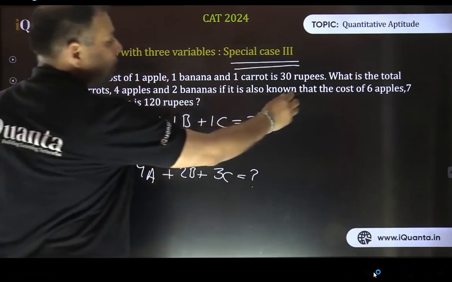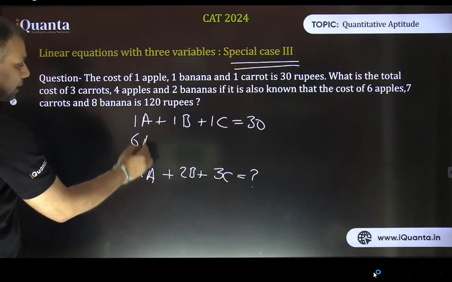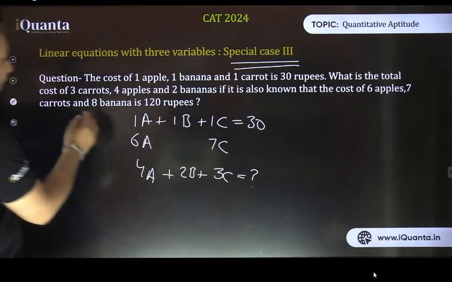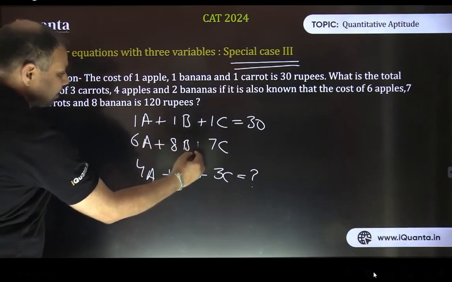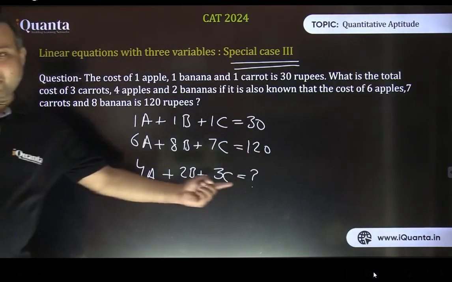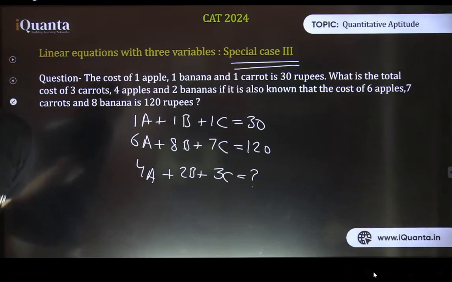And it is also known that the cost of 6 apples, so let me write here 6A, and 7 carrots, so 7C, and 8 bananas, so 8B, is also given, it is 120. Okay, so these two values are given and this third equation's value we need to find out. Suggestions from those who have solved it? How to go about it? Do you observe anything which we did earlier in previous questions?